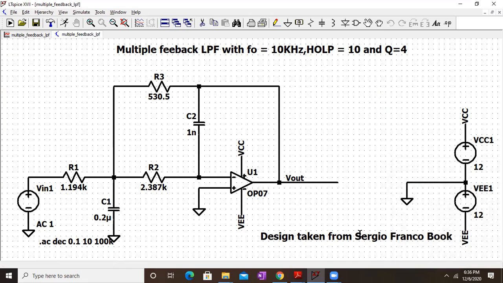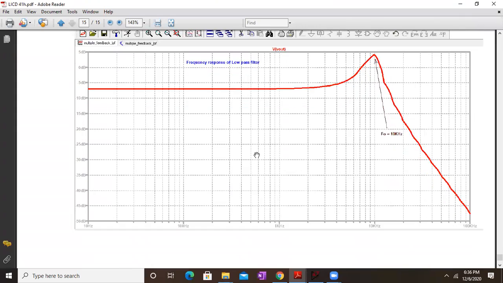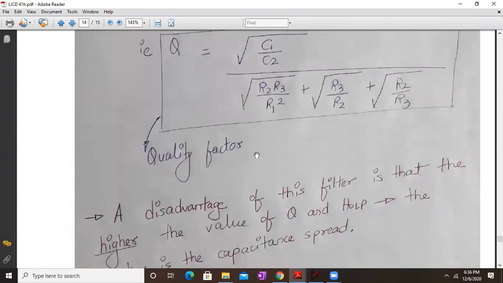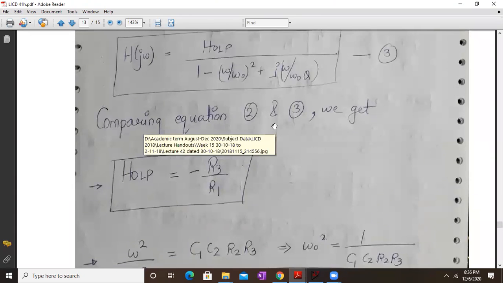So you can refer to the design steps from this book. I think I have not given the design steps over here. Okay, no problem. You can similarly follow the design steps from here, and you can refer to this.